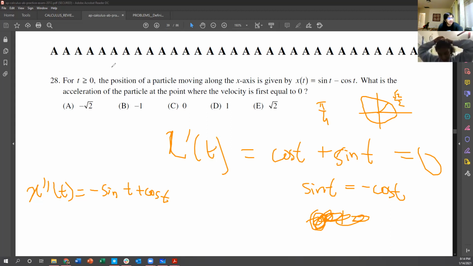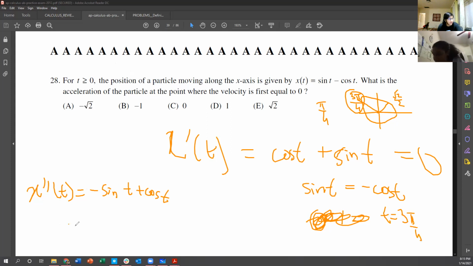And t has to be greater than 0. So let's try looking at the fourth quadrant, right? 3 pi over 4. You could try the fourth quadrant, but the problem is that's negative, right? Oh, sorry, I went the wrong way. The second quadrant. So if we try 3 pi over 4, sine is positive and cos is negative, which is perfect. So t equals 3 pi over 4.